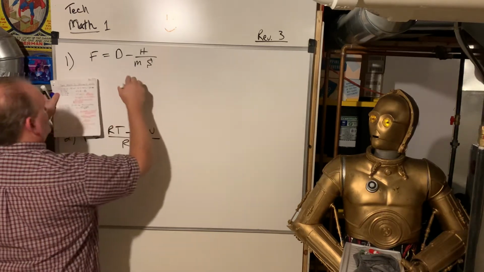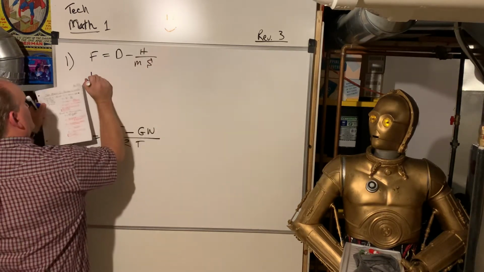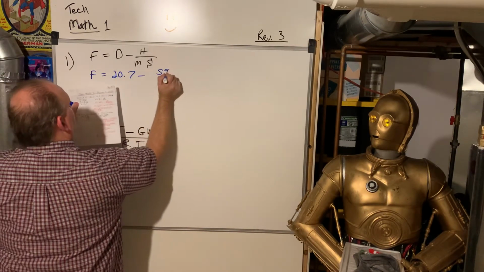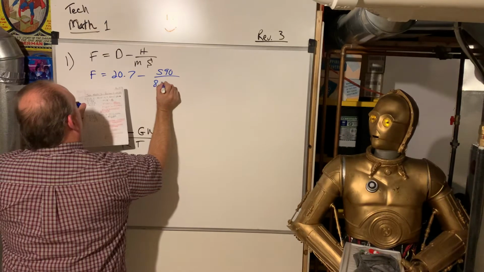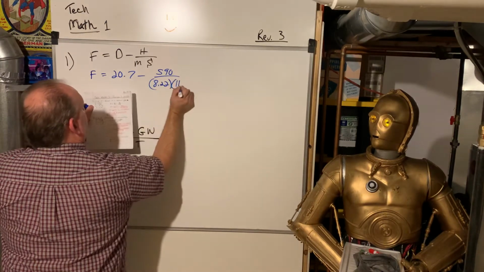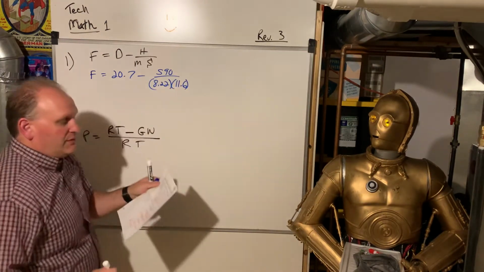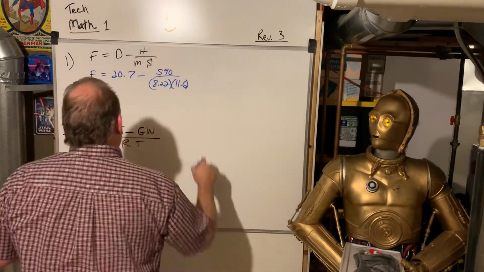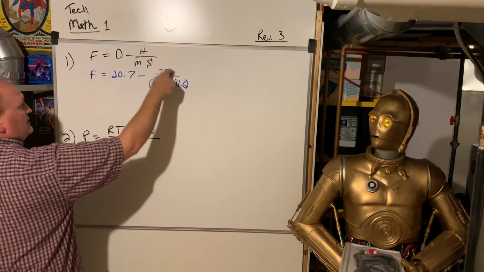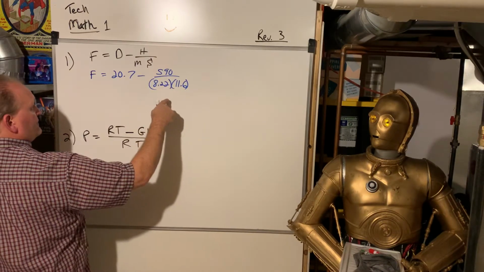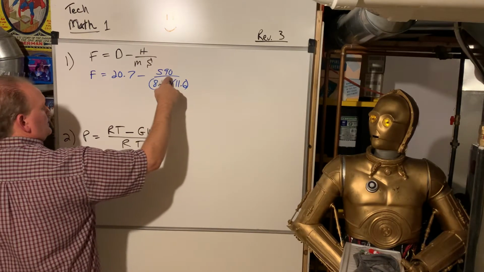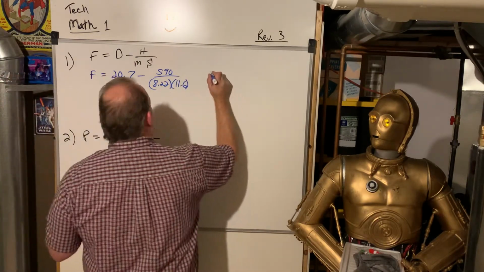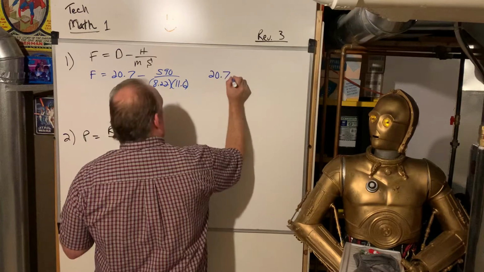So here they gave us D, H, M, and S. You just substitute that in. 20.7, 590, 8.22, 11.6. This is review 3 for chapter 5 and 6. Okay. All right, so we just sub that in. Now, in your calculator, you could code that in.